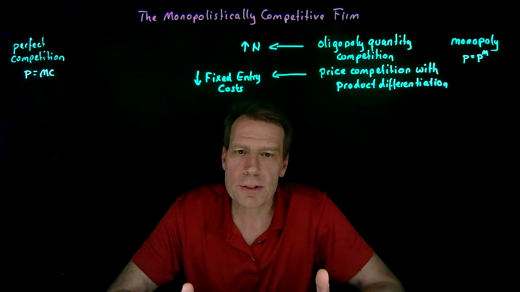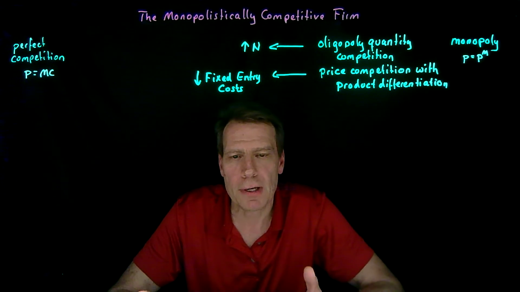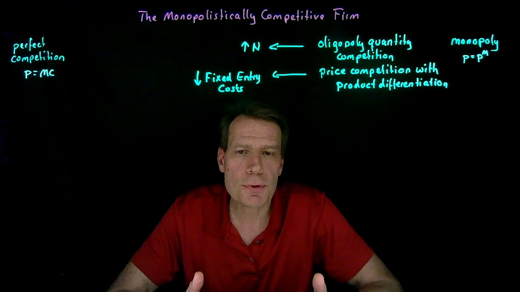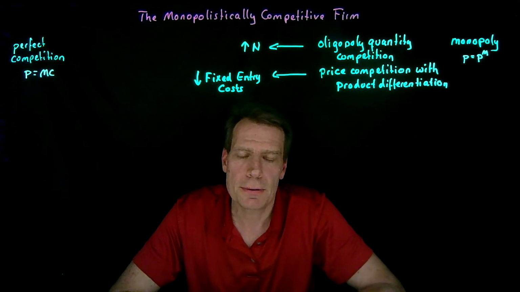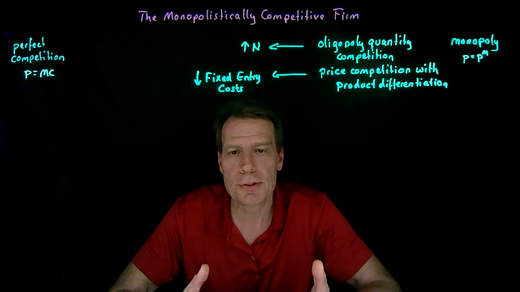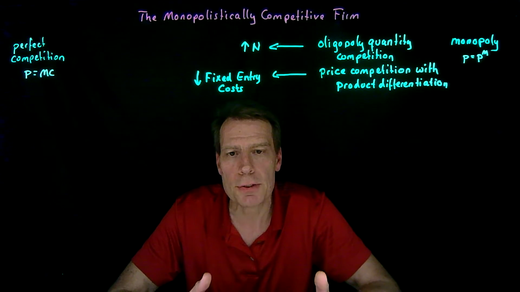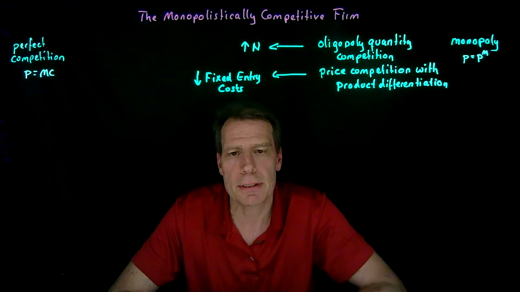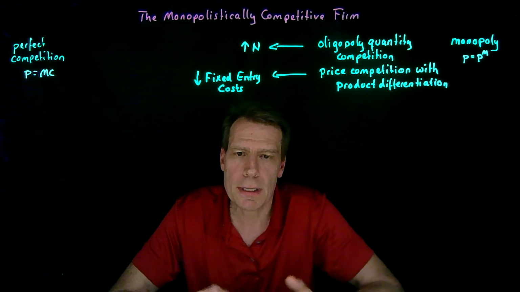We now have two ways of filling the gap between monopoly and perfect competition. The first was to think about oligopoly competition, where an oligopoly is just a collection of firms that's protected by barriers to entry, just like a monopoly is. But they compete with one another.